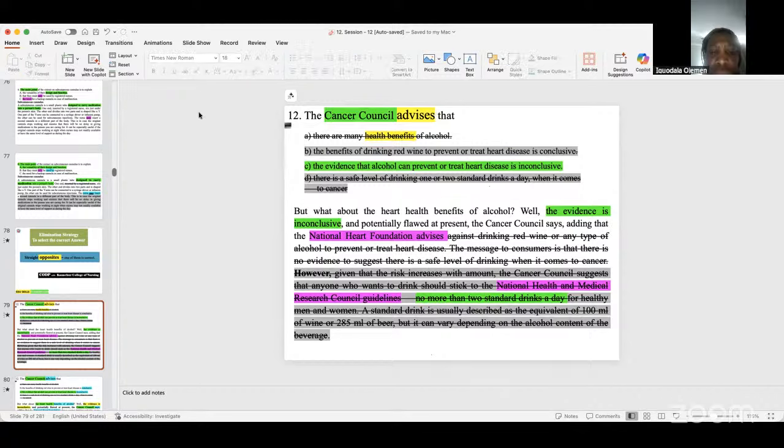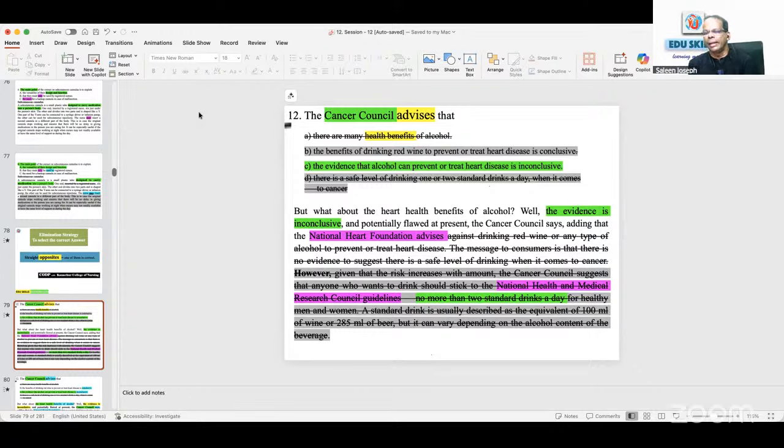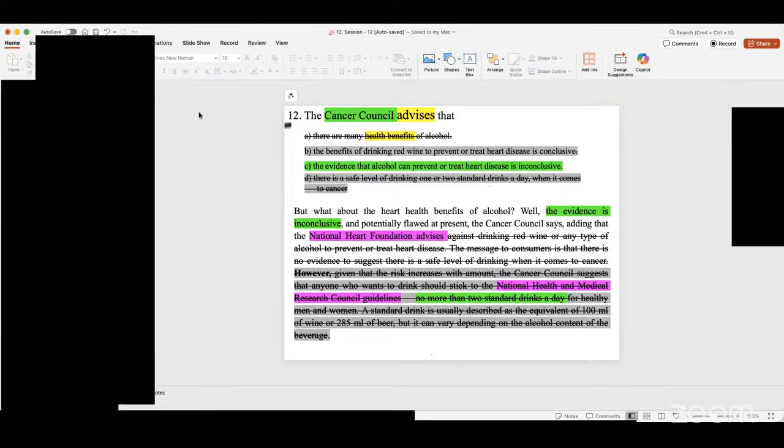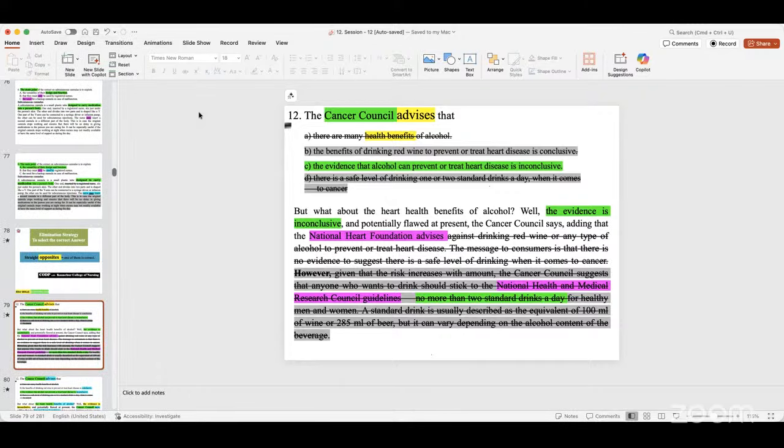There is a safe level of drinking, 1 or 2 standard drinks a day, when it comes to cancer. That means when you have cancer. But he said National Health and Medical Research, no more than 2 standard drinks a day. No more than 2 drinks means maximum 2 drinks. Who is saying that?